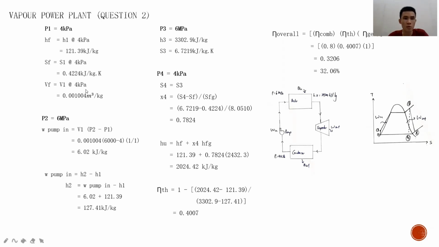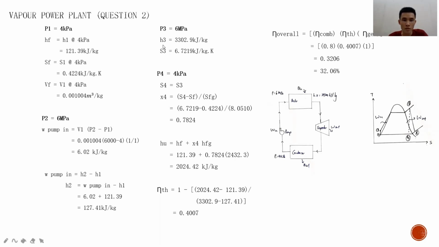vf, which is 0.001004 meter cube per kg. For P2, the value is 6 megapascal. So for the W pump in, we use the formula v1 times P2 minus P1, and we found the value of 6.02 kJ per kg. And we know W pump in equals h2 minus h1. So to find h2, we use W pump in plus h1, and we found the value of 127.41 kJ per kg. In P3, the value is 6 megapascal.